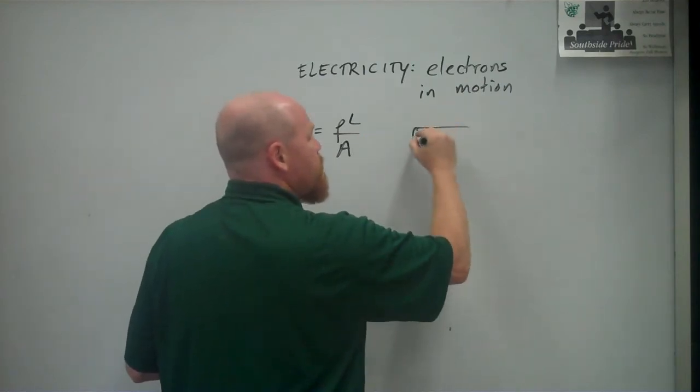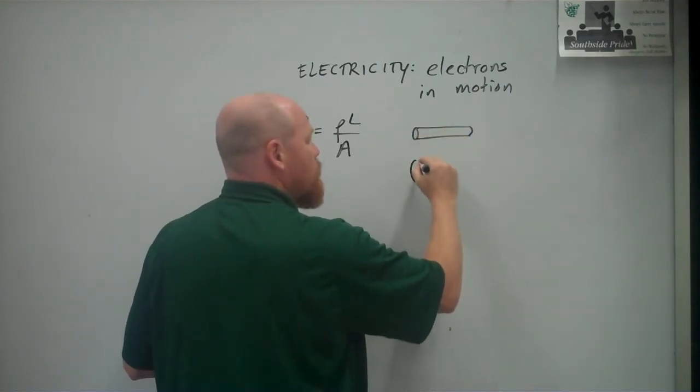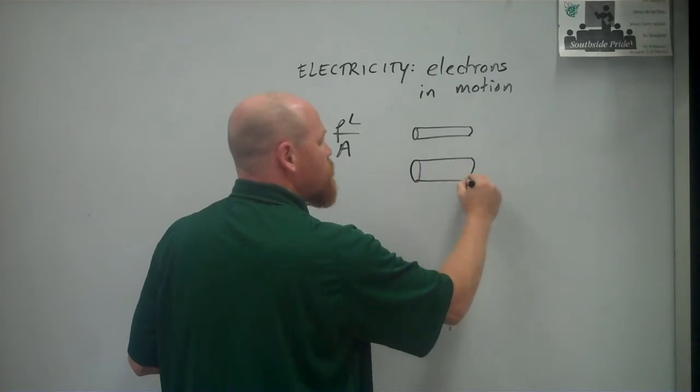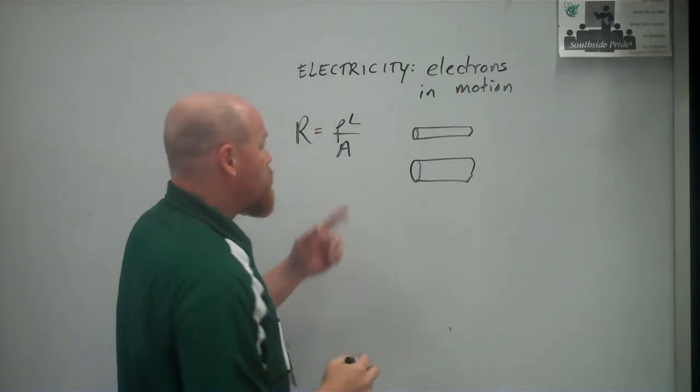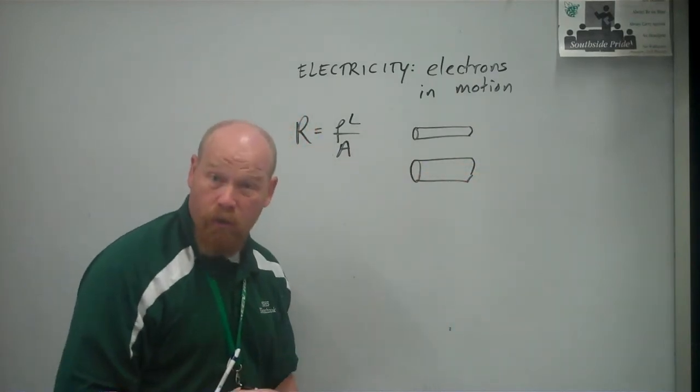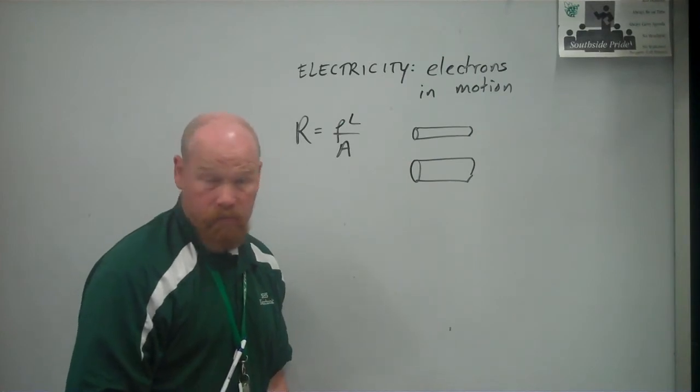So for instance, if I have that little conductor and then I have one twice the cross-sectional area, let's say, but the same length, which one's easier for you to go through? If you're an electron or if you're a little kid, you know?